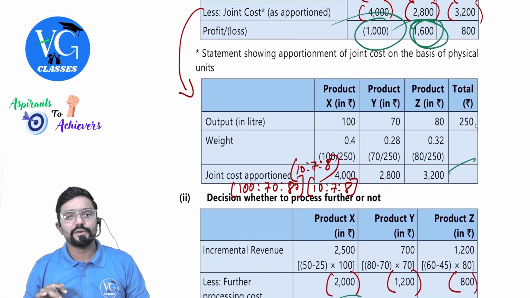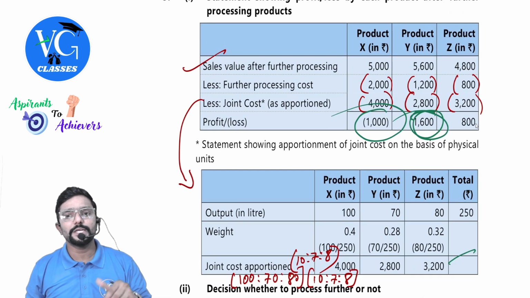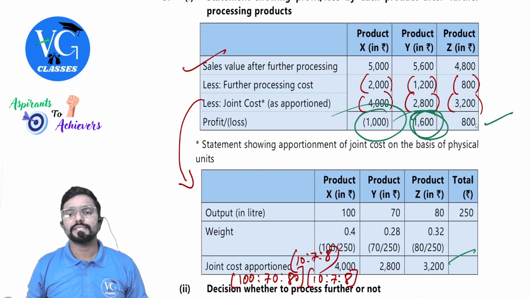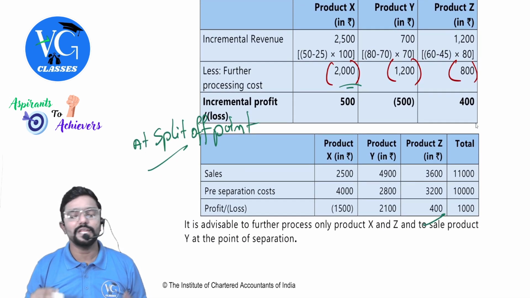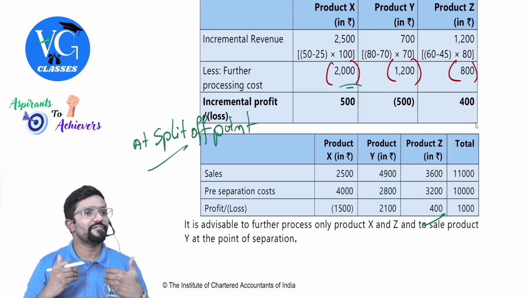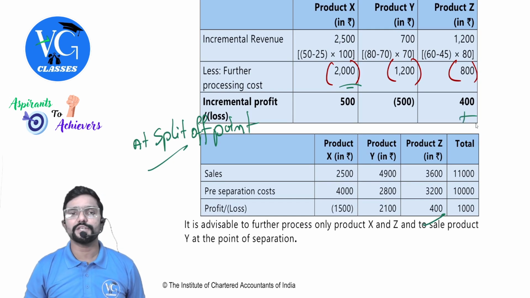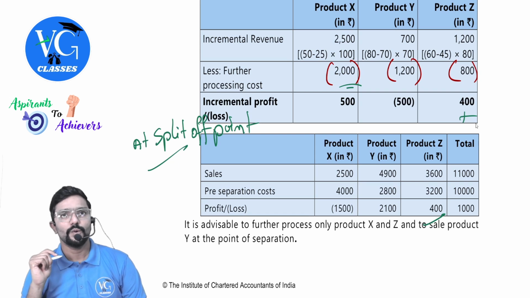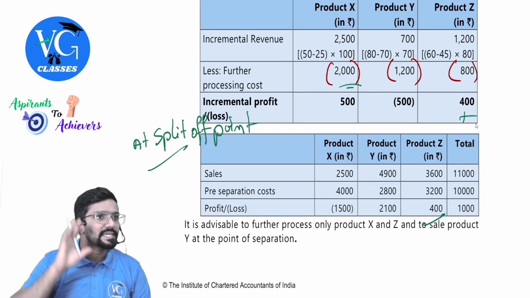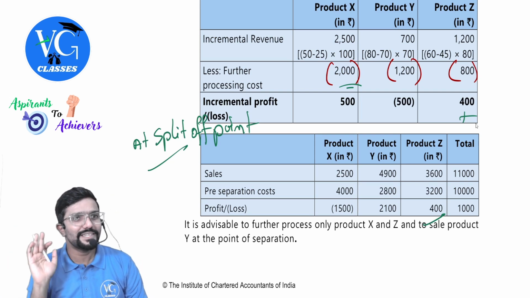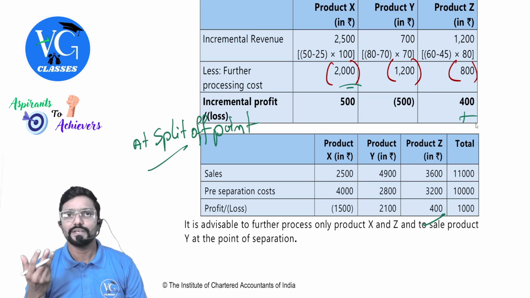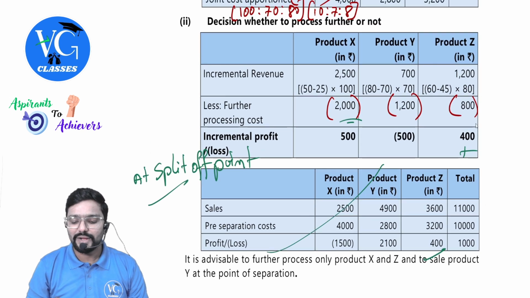Same way, product Z. If I further process and sell, the profit is 800. If I sell it at split off point, it is only 400. So if I further process and sell, what is the addition? 400 rupees. Is that clear? See, in the exam you do either way, not both ways. Here it is done both ways, I am just explaining to you.